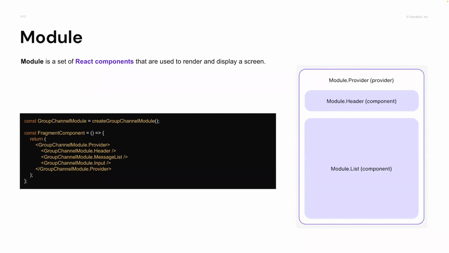Module consists of components that are necessary for the screen and provider components for context delivery. If all the components in the module are rendered, a screen can be created. Since the context is in the module.provider component, you must wrap the other components in the module with module.provider component when rendering the module's components.